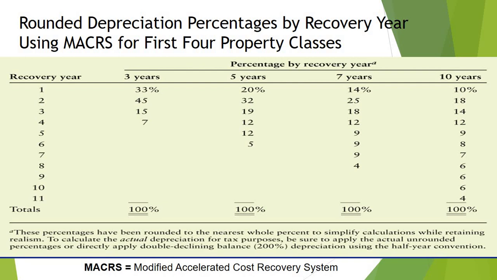Say for example, if the asset class belongs to 3 years, it means for the first year you have to count 33% depreciation. For the second year you have to count 45% depreciation. For the third year you have to count 15% depreciation, and for the fourth year you have to count 7% depreciation. This way you have to count depreciation for assets which belong to 5 years, 7 years and 10 years.